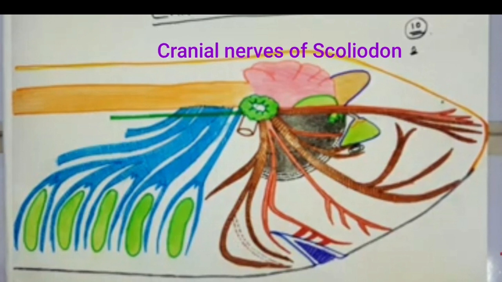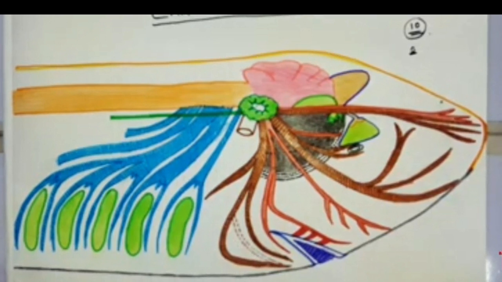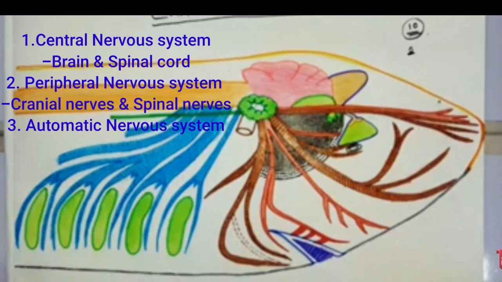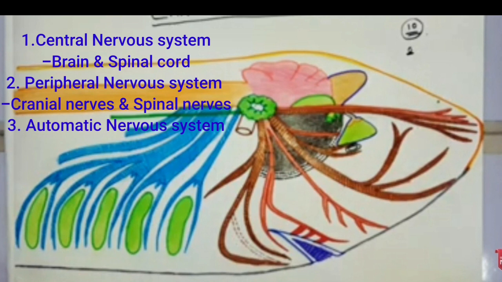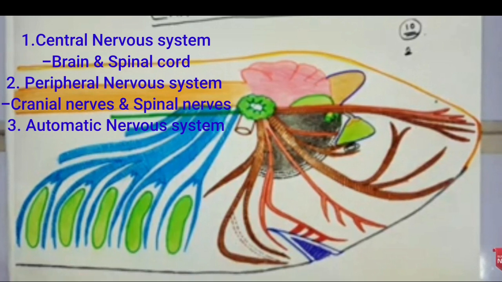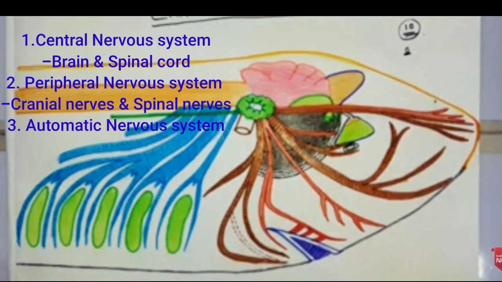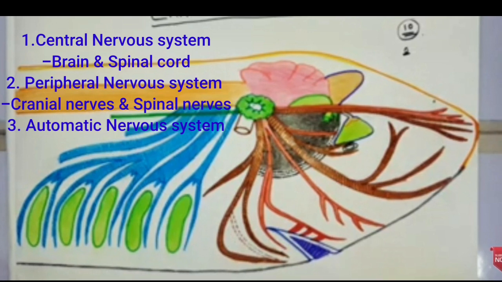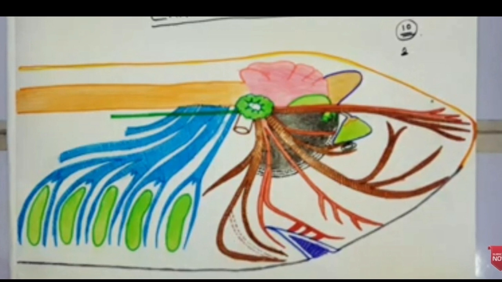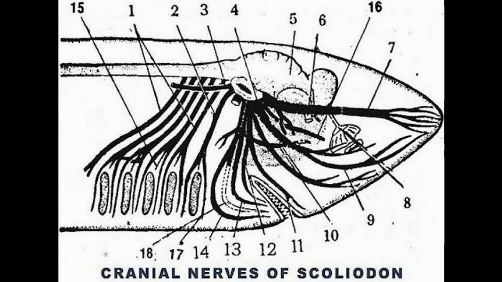The nervous system of Scoliodon is divided into three parts. The central nervous system includes the brain and spinal cord. The second one, the peripheral nervous system, includes cranial nerves and spinal nerves. And the third one is the autonomic nervous system. In this demonstration you have to demonstrate cranial nerves, which are 10 pairs, and they go into different body parts.